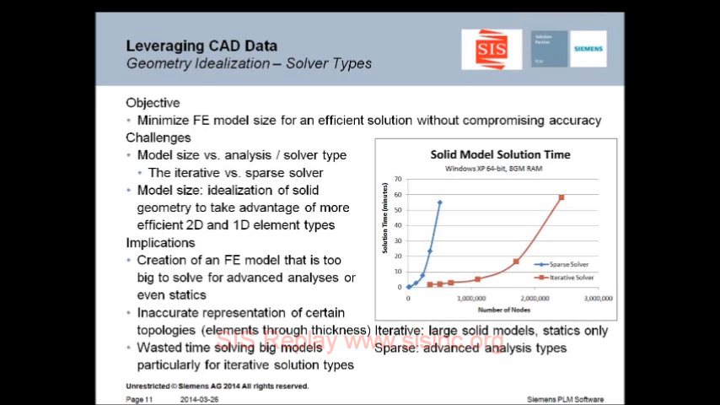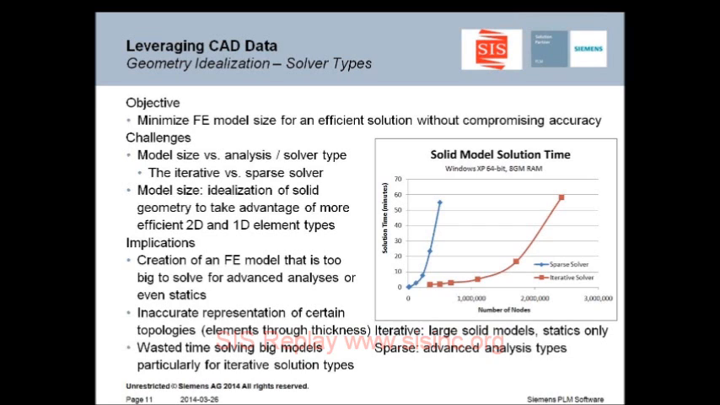So in some of the solvers, like NX Nastran, there is a choice of solver types. For example, you can have a sparse solver, which is the usual one, which can handle a certain model size. But if you want to get into handling much larger models, then you can switch to using the iterative solver. And you can see from the graph on the right that you can certainly handle much larger model sizes with that iterative solver. However, that solver can only be used for static analysis.